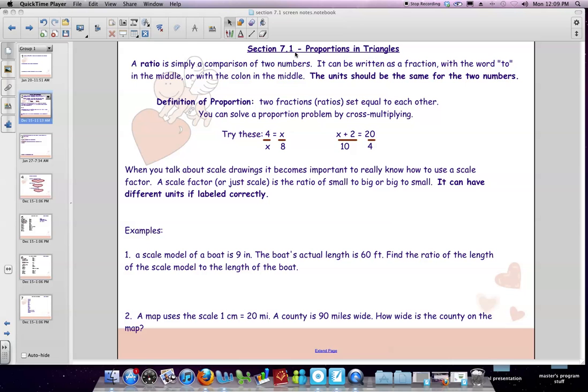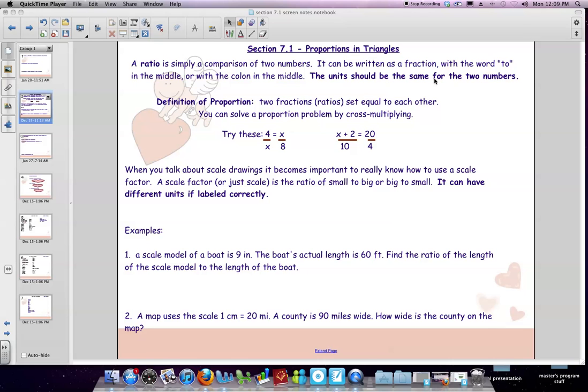This lesson is on section 7.1, which is proportions in triangles. A quick review of ratios. A ratio is simply a comparison of two numbers. It can be written as a fraction, or it can be written in words with "to" in the middle. For example, 3 to 7 would be a ratio. Or you can write it with a colon in the middle, so it would be 3:7.